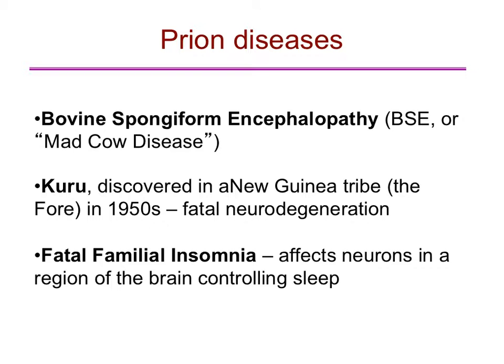A lot of these diseases infect animals; there's one called scrapie that infects sheep. There's another one that's really terrible called fatal familial insomnia. In other words, these patients can't go to sleep. And they die a horrible death. And it progresses very rapidly.